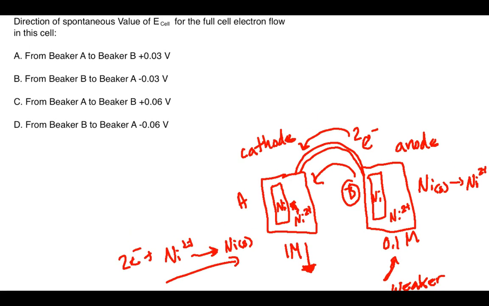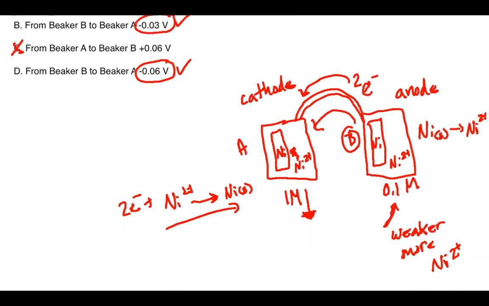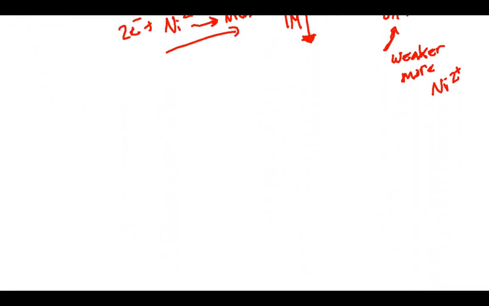So what examples do we have here? We have from A to B, no. We have from B to A, possibly. We have from A to B, no. And we have from B to A, possibly. So now the question is, is it going to be 0.03 volts or 0.06 volts when we get ready to look at the Nernst equation? So that's what we need to find. We need to find the cell potential associated with it here. All right, so we're down to a 50-50 shot already, just from that general analysis.